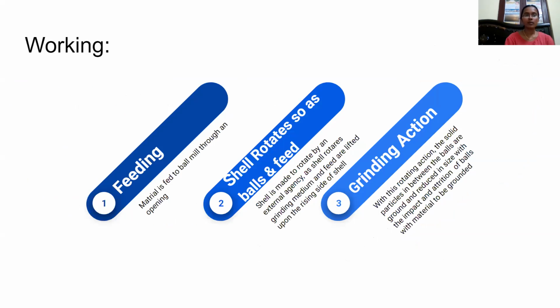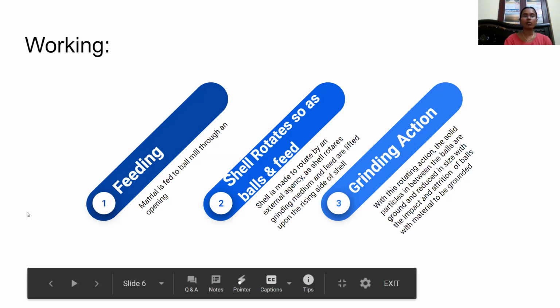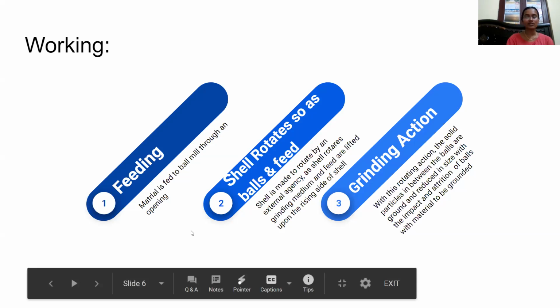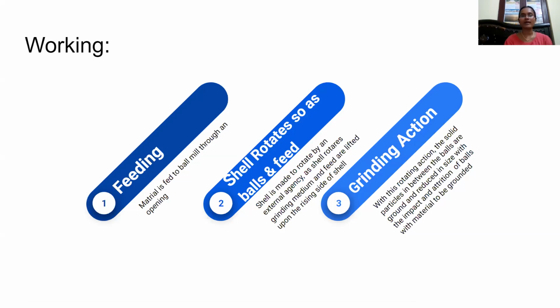Working. The working of the ball mill can be explained in three principal stages. The first one is feeding. The material is fed to the ball mill through an opening. In the second stage, the shell is made to rotate by an external agency. As the shell rotates, grinding medium and feed are lifted upon the rising side of the shell. And grinding action: with this rotating action, the solid particles in between the balls are ground and reduced in size with the impact and attrition of balls with the materials to be ground.